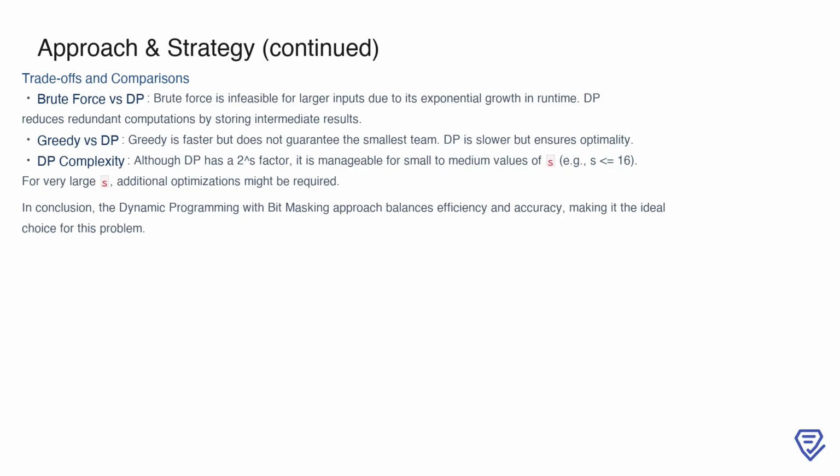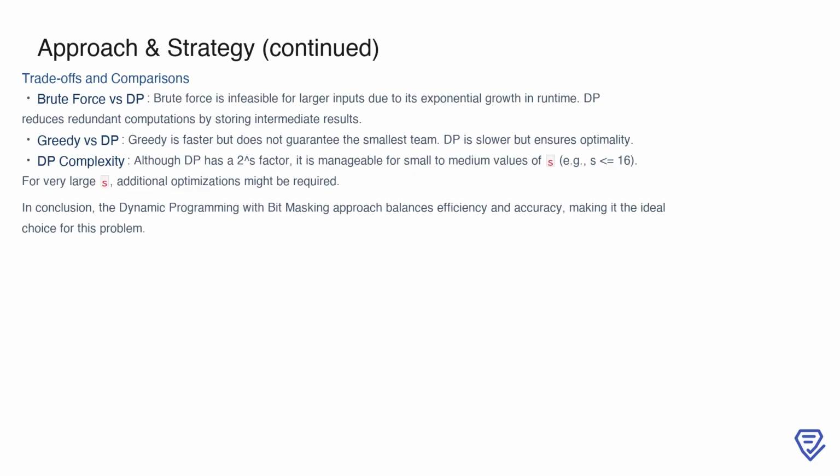Compared to the greedy approach, dynamic programming is slower but ensures optimality, whereas greedy trades precision for speed by not guaranteeing the smallest team. The complexity of the dynamic programming approach, n * 2^s, is manageable for small to medium values of s, for example, when s is 16 or less. However, for very large skill sets, additional optimizations may be needed to keep the approach practical. Overall, the dynamic programming with bit masking technique strikes a balance between efficiency and accuracy, making it the ideal choice for solving this problem. It provides a systematic, scalable solution that ensures we achieve the smallest sufficient team while handling moderately large constraints effectively.